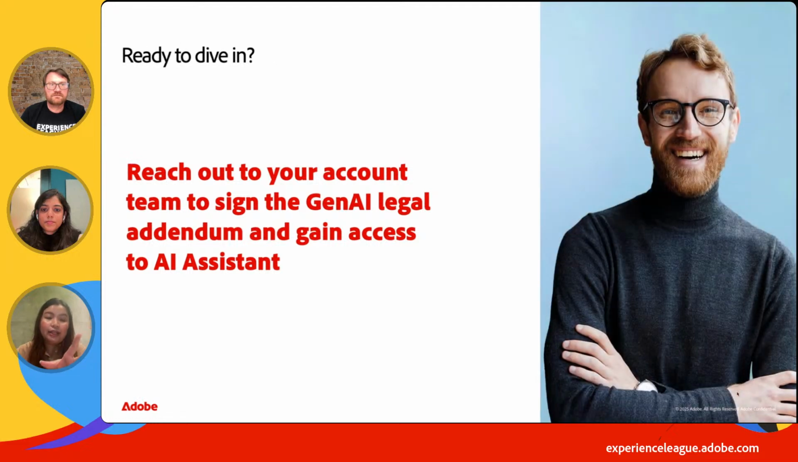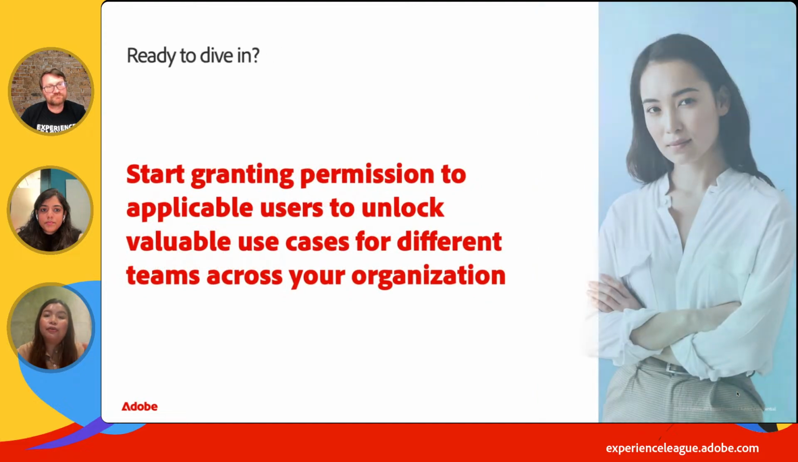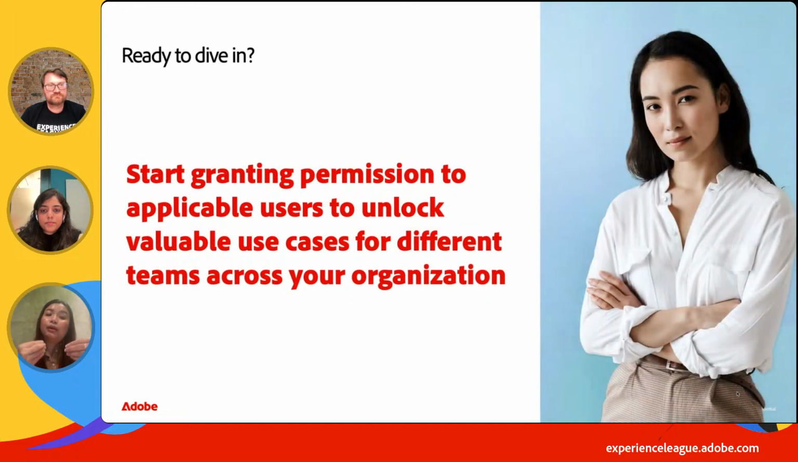So if you're ready to take action, for the first step, you can reach out to your account team to sign the legal addendum. You get access to AI assistant on an organizational level. And then on a user level, your admin must grant permissions to applicable users. Again, you can grant that according to the app or according to the capability for different teams across the organization to really unlock all of the valuable use cases that we have shared earlier.